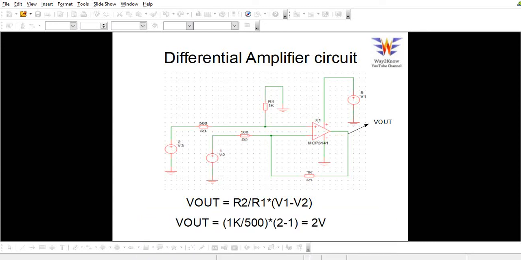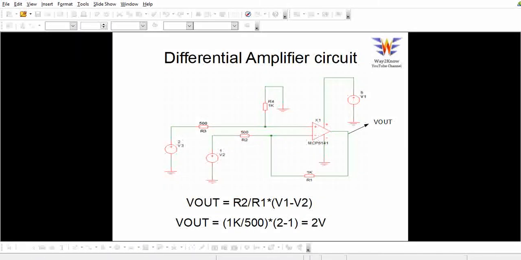Hello all, what you see here is a simple differential amplifier circuit. So we as electrical designers might have used differential amplifiers in several applications, right? There are many advantages of differential amplifiers, which help especially from the analog applications perspective.